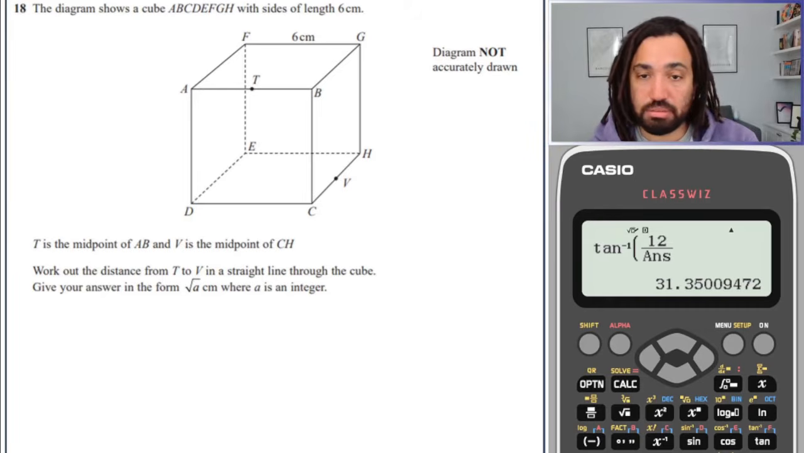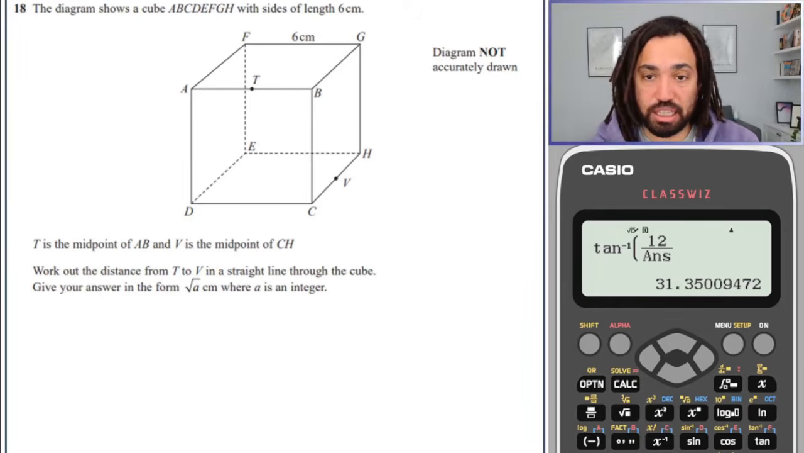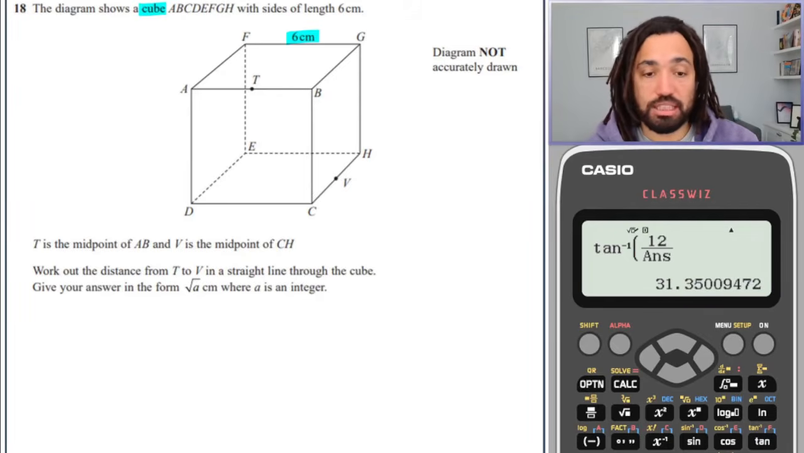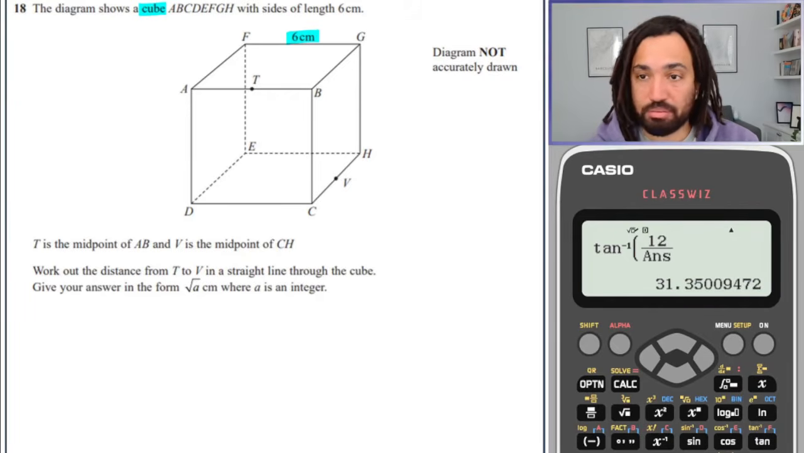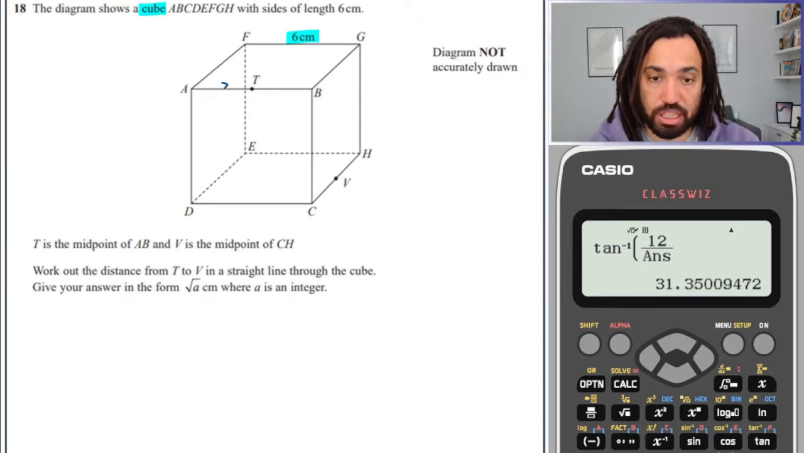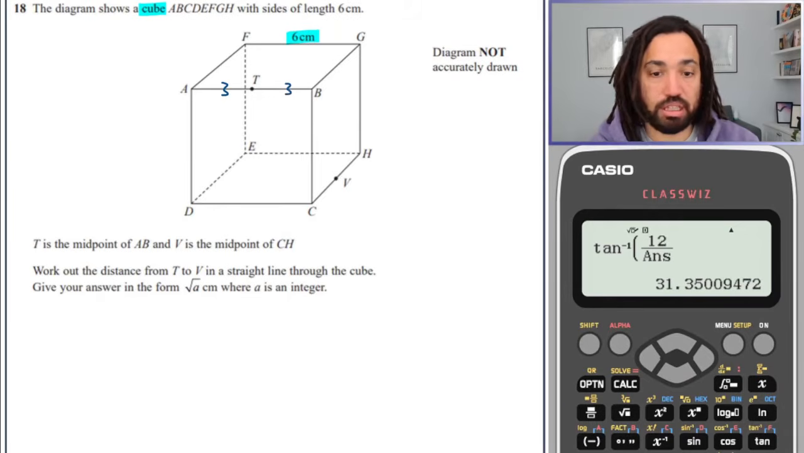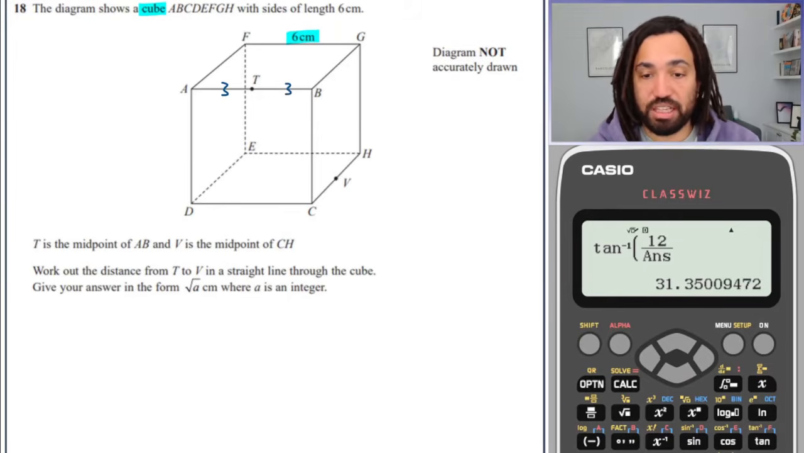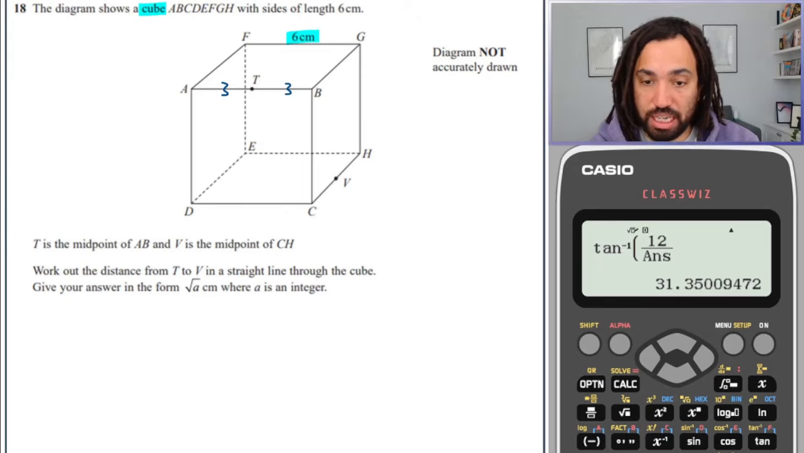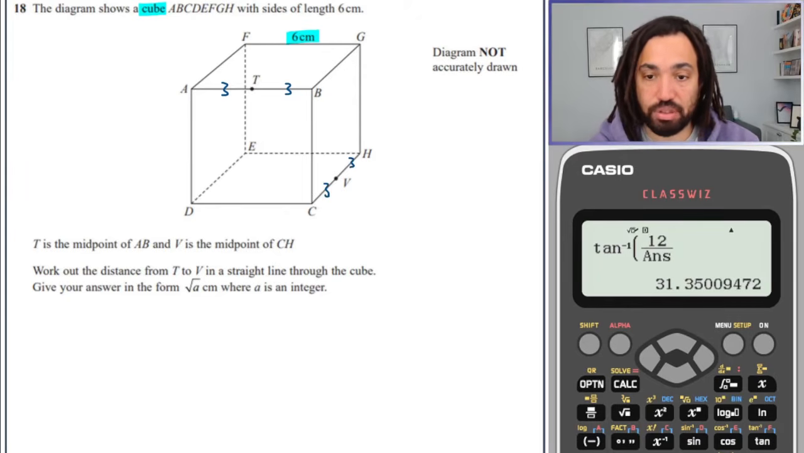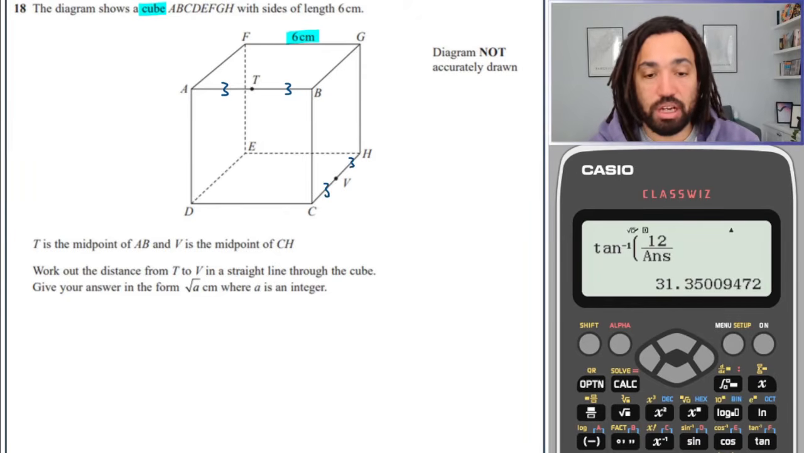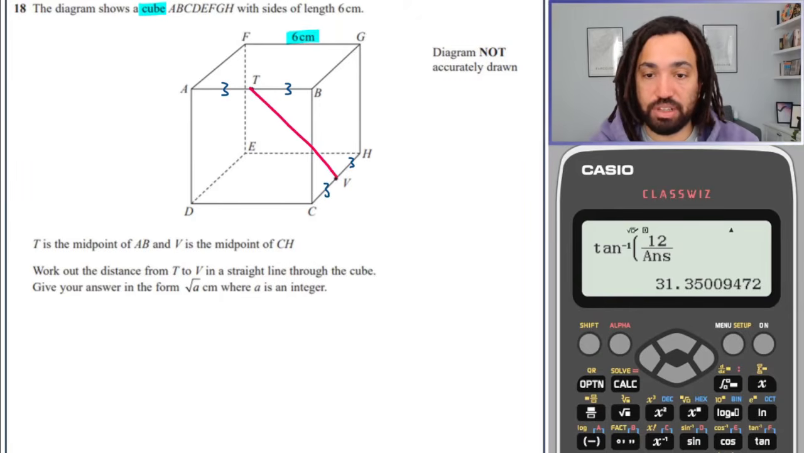Okay, next question. We've got side lengths of 6, and it is a cube, which means all sides are the same. T is the midpoint of AB, so I know that that's 3 on this side and 3 on that side. And V is the midpoint of CH, so again 3 on this side, 3 on this side. Work out the distance from T to V in a straight line through the cube. So we draw on that line there, T to V.